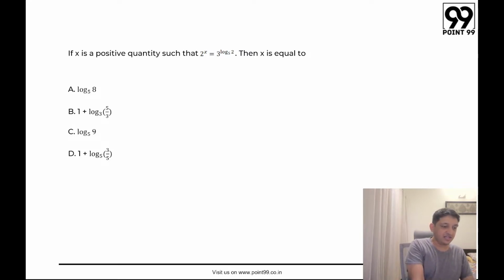So have a look at this one, and I think we can start solving this in another 30 seconds or so.